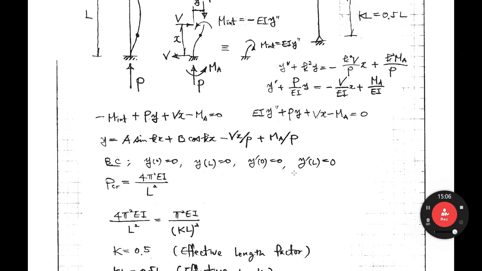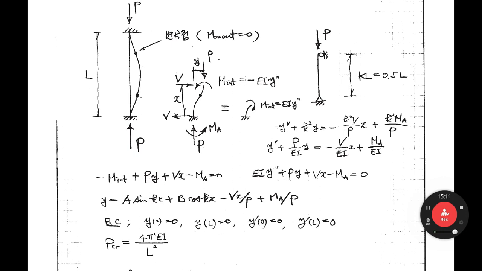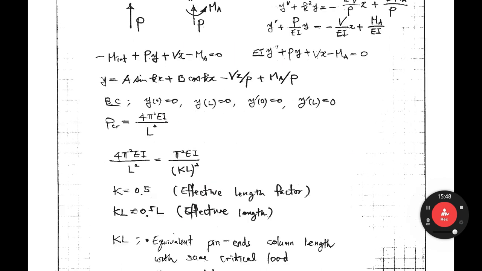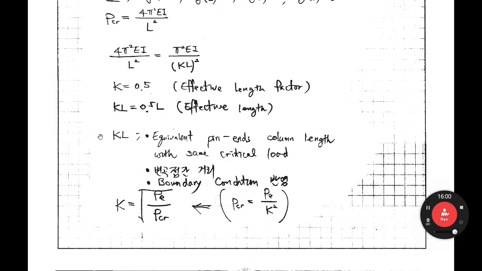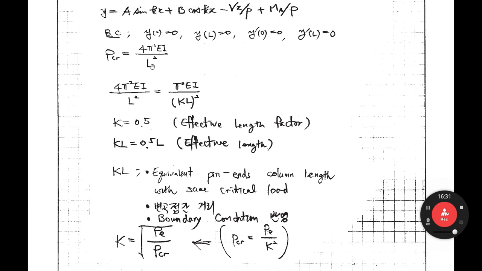So as you see here, this is the inflection point. As I mentioned before, the moment at this inflection point is equal to zero, okay? So it looks like a boundary condition. This inflection point, the distance from here to here, can you guess the distance? It is 0.5L. So this 0.5 is the K factor, the distance between inflection points. This K factor reflects the boundary condition. K can also be obtained like that, square root of P over P_cr. You can get the large K value in several different ways: from this equation, or the equivalent pin-ended length, or this equation.